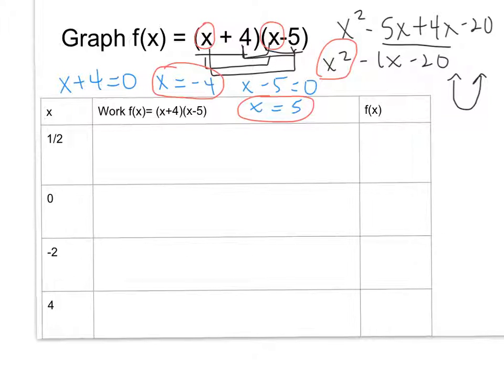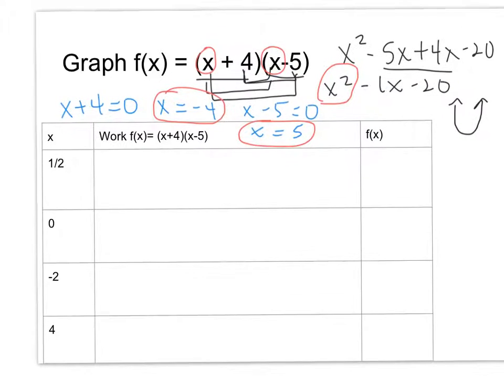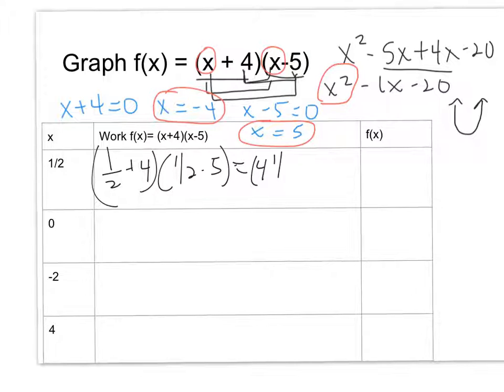Okay, so we're now back at our table, and we're going to plug in a half. So I'm going to put in my parentheses, I'm going to take a half plus 4, sorry, and then I'm going to take a half minus 5, and I'm going to multiply those together. So I'm going to have 4.5 times negative 4.5, and that is negative 20.25. So I'm going to plot that. That will actually be my vertex of my graph. So I'm going to put a V here for vertex.